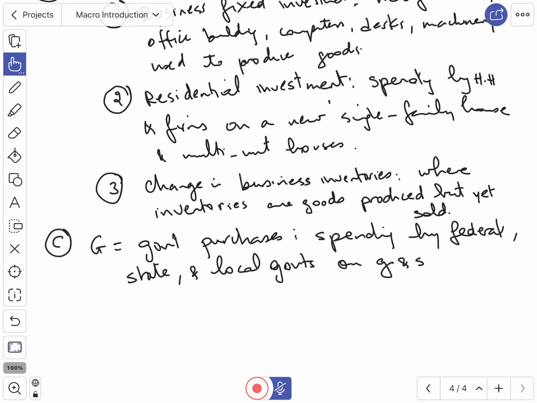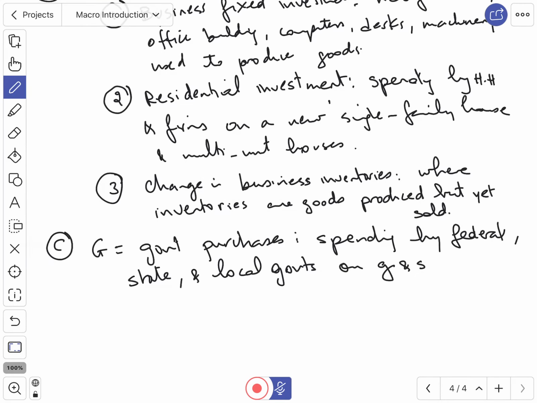These are included in the G, or the government spending. So next is our net exports. Net exports is our fourth component, and X is our notation for net exports, which is exports minus imports. Make sure to understand that anything that is produced in the country is included in GDP.